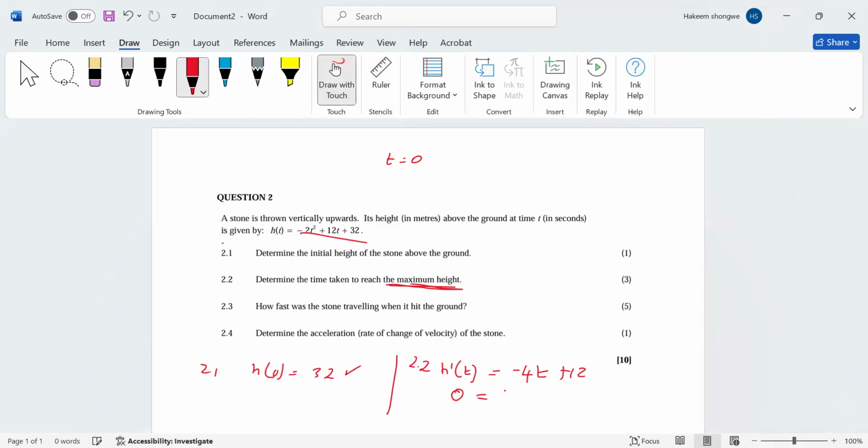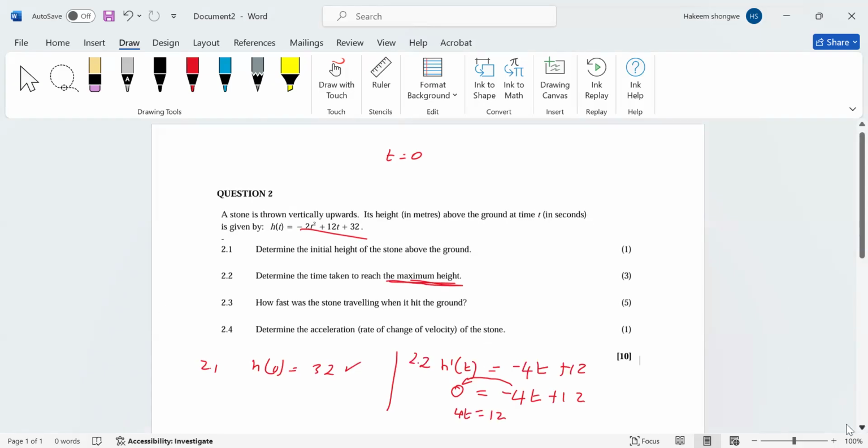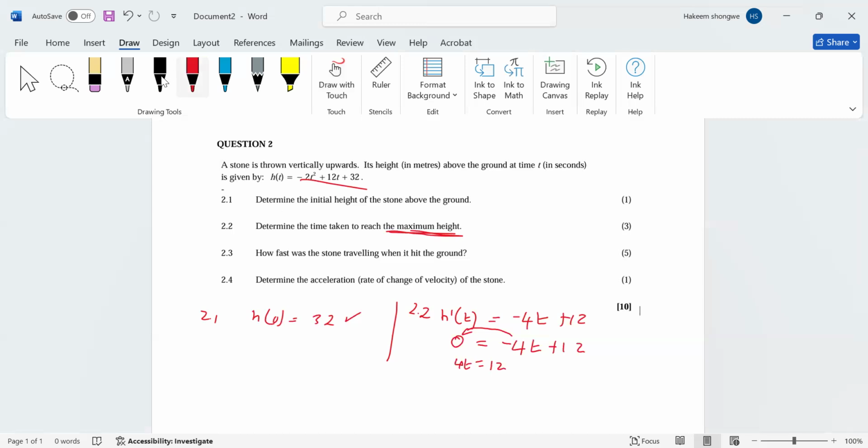It's going to be equal to minus 4t plus 12 equals 0. You take the minus 4t to the other side, so you have 4t equals 12. And then you divide both sides by 4. It says t is going to be equal to 3 seconds.